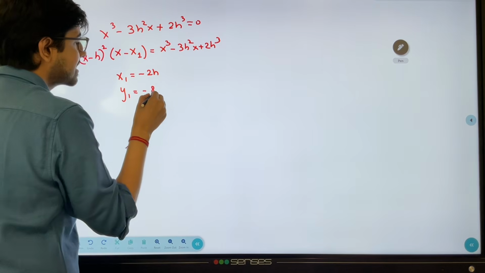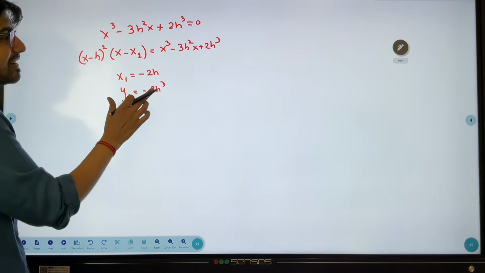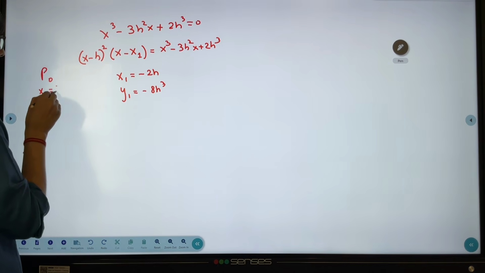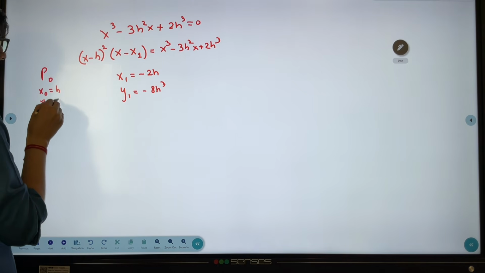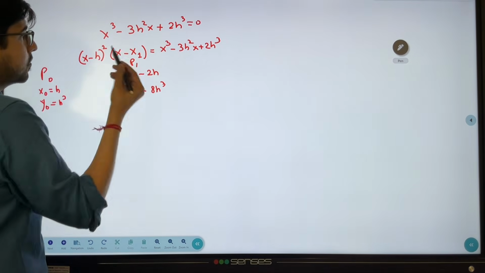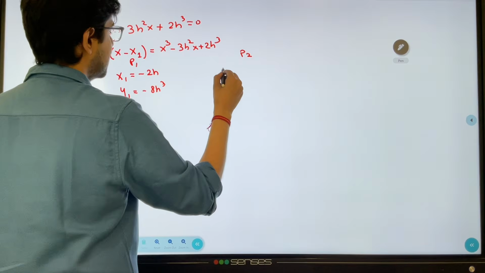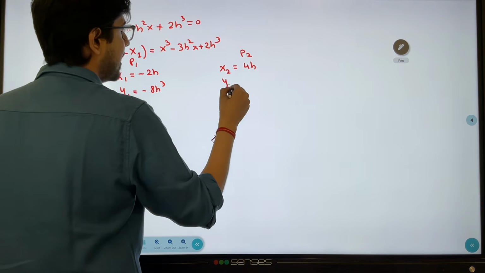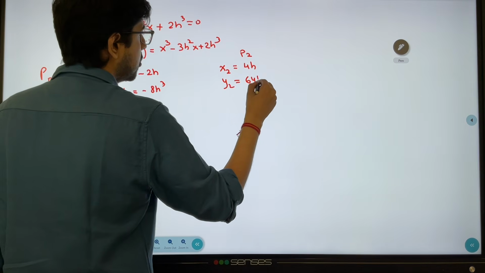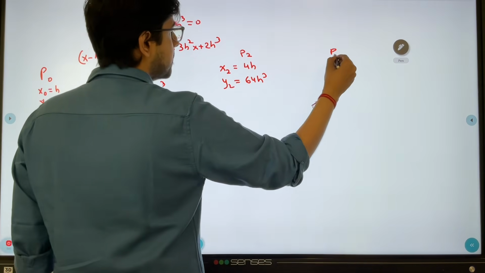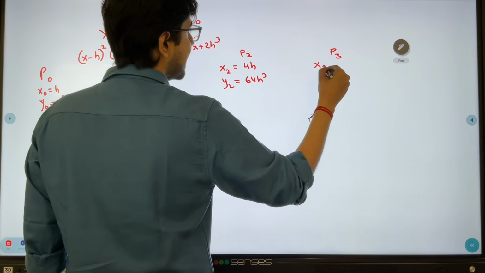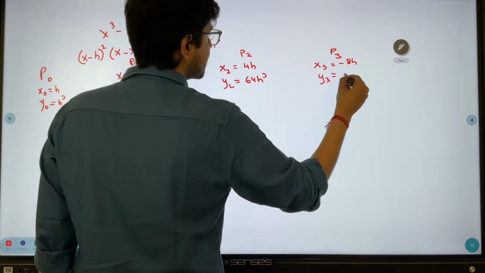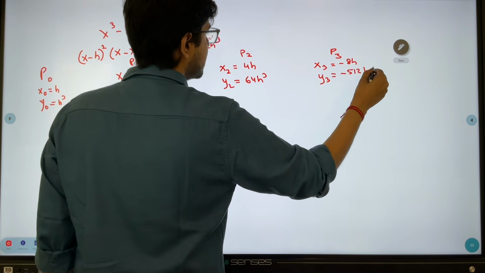And if you see the pattern, P0 is x0 is h, y0 is h cubed, P1 is this, by extension P2 is going to be x2 is 4h, y2 is 64h cubed, and P3 is going to be x3 is minus 8h, y3 is minus 512h cubed.